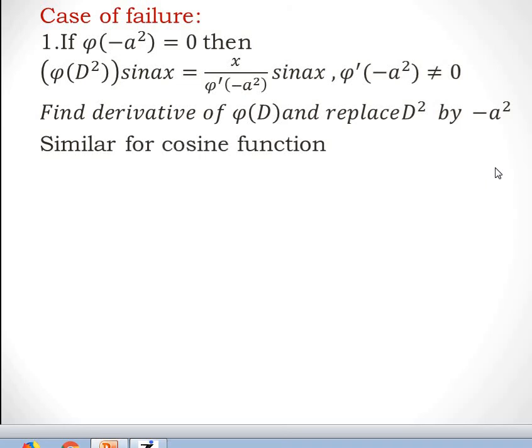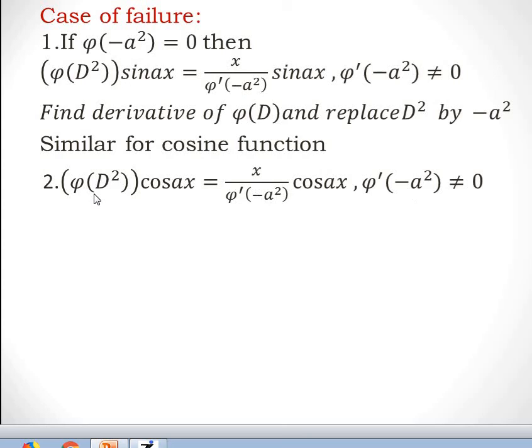Similarly for the cosine function, 1 upon φ of D² cos of ax is equal to x upon φ dash of −a² cos of ax, where φ dash of −a² is not equal to 0.